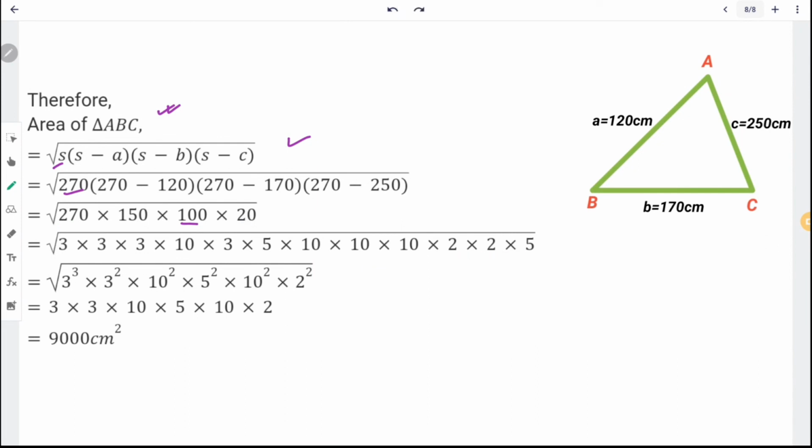All right, once we're done with that, let's find all the pairs. So 3 here, 2 3s pair here, so I've written, and these are again another pair, then this 10 and this 10 are another pair, then this 5 and this 5 is another pair, these two are another pair, and then this is another pair. So when you look, they all have their own pairs, right? Which means everything is going to come out of the root. All right, so we're going to have 3 into 3 into 10 into 5 into 10 into 2. So if you multiply everything, we're going to get the area of this triangle to be equal to 9,000 centimeter square.